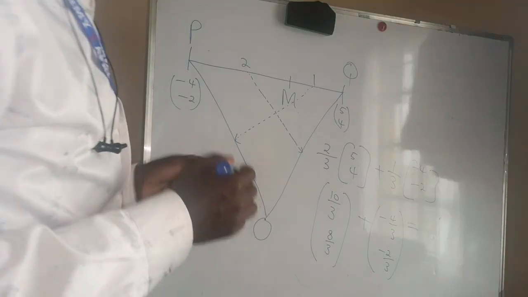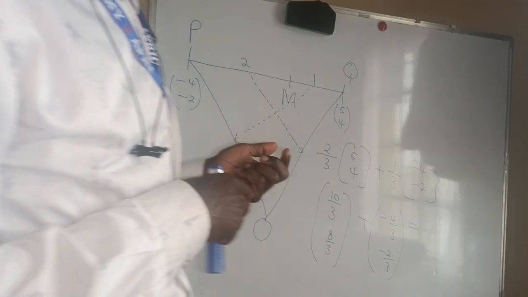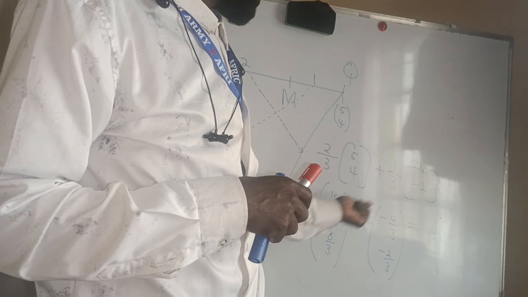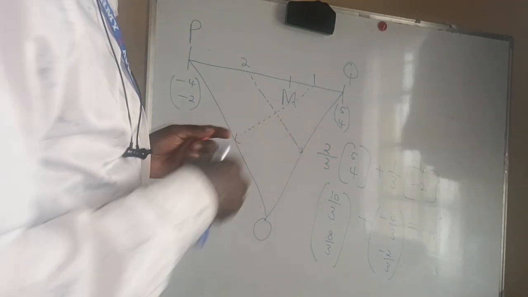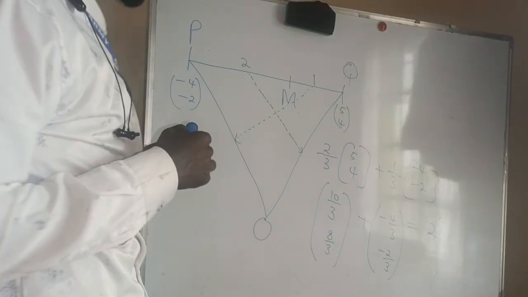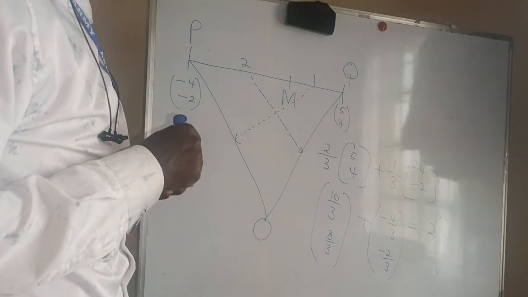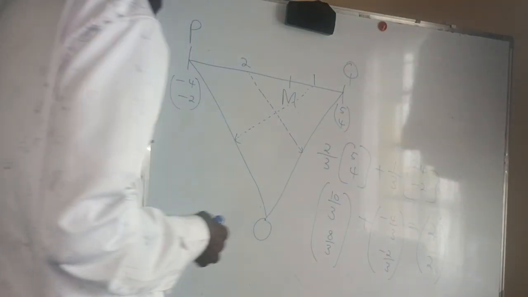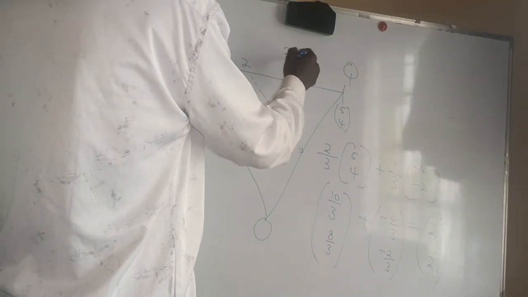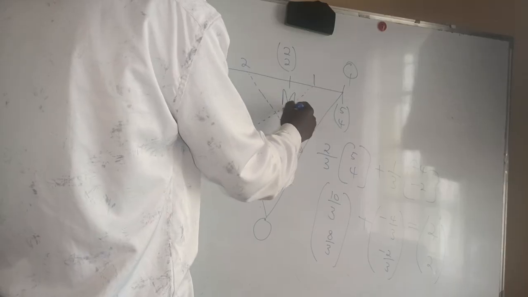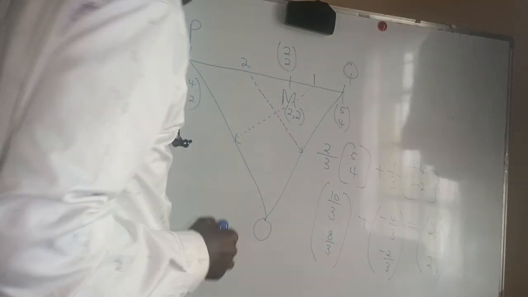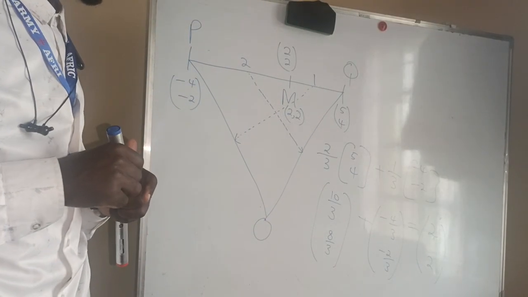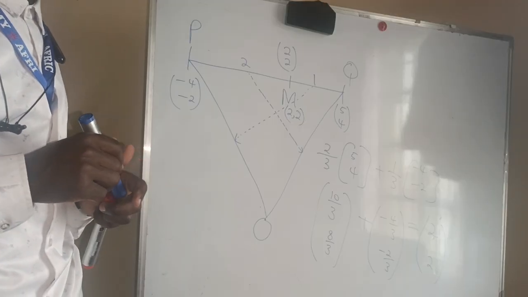So this will give us the coordinates of M. Let's start. 10 over 3 plus -4 over 3 gives us 6 over 3, and this will be 2. Then 8 over 3 plus -2 over 3 still gives us 6 over 3, and that gives us 2. So the coordinates of M are 2, 2. You can write it as a column vector, or you just write it as 2, 2. Those are the coordinates of M as a point that divides PQ in the ratio 2 to 1.